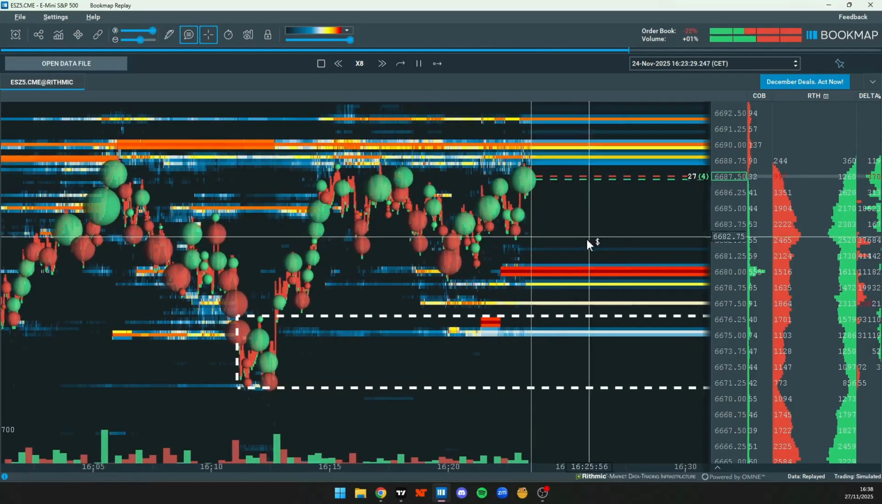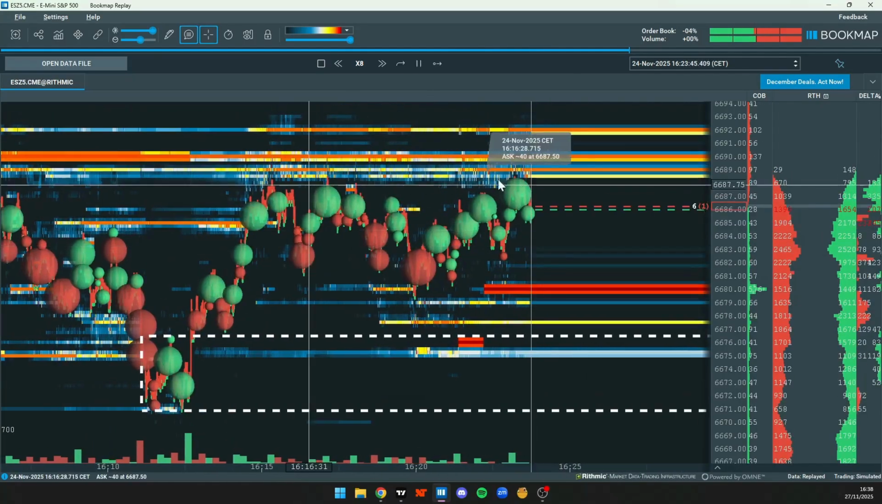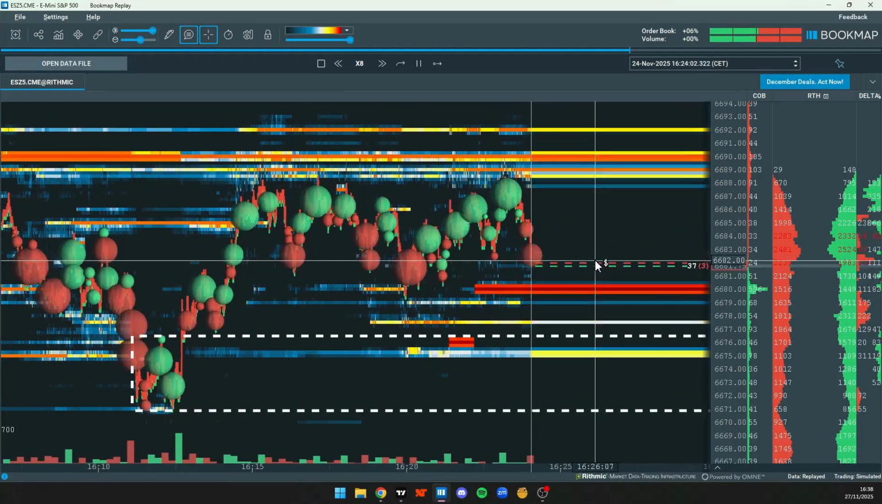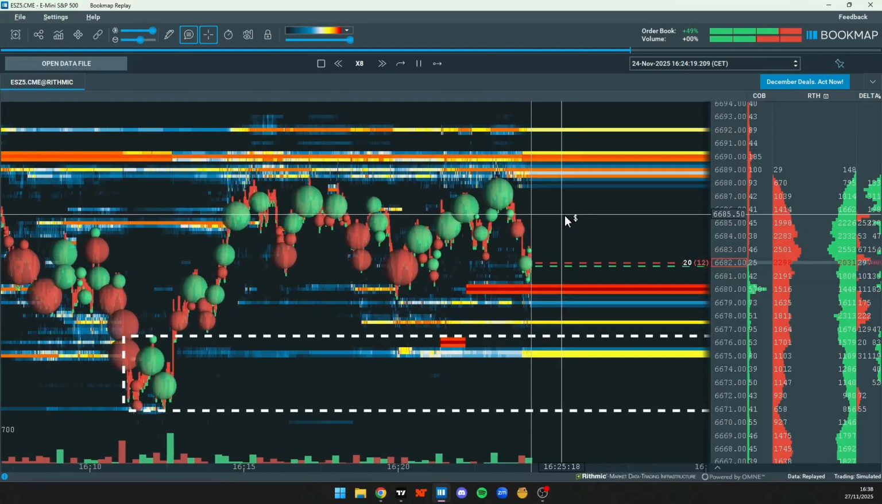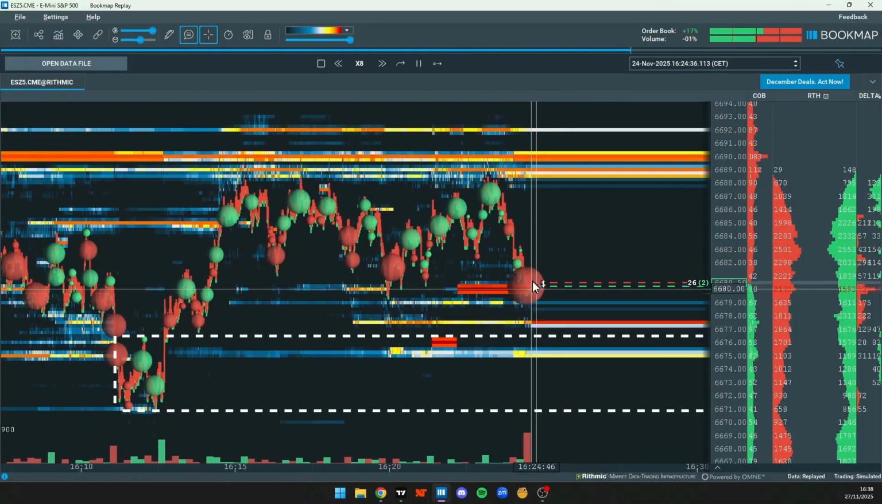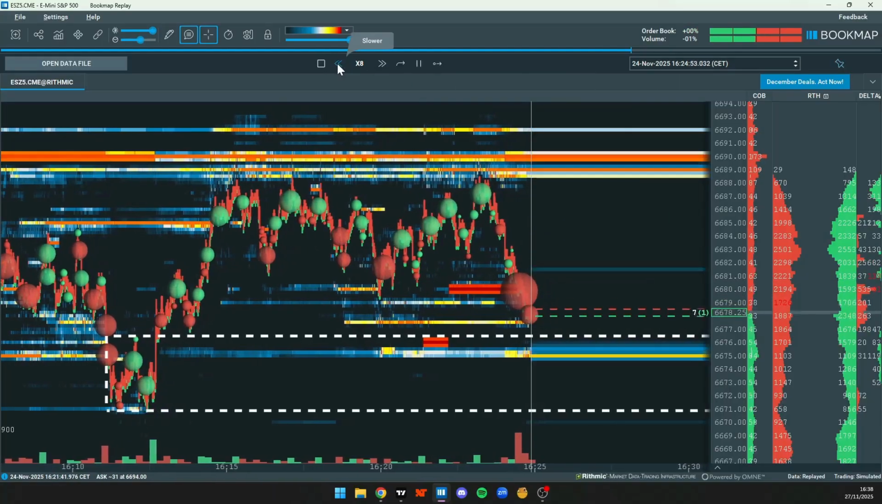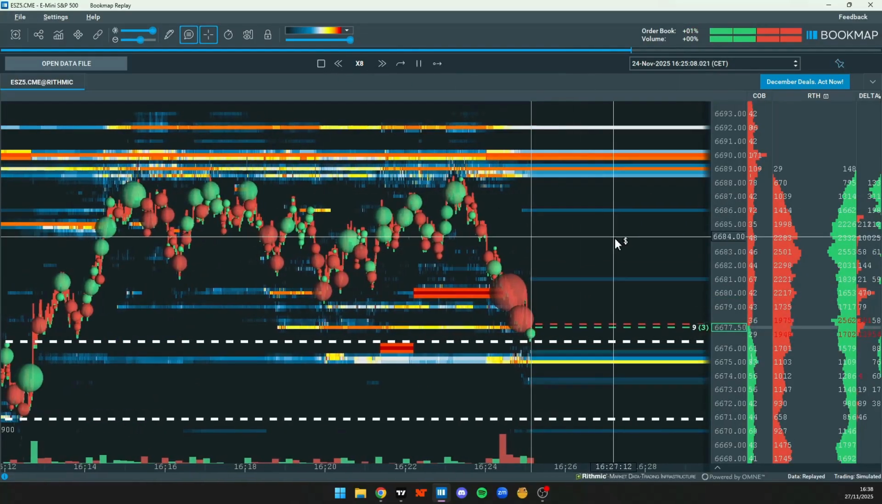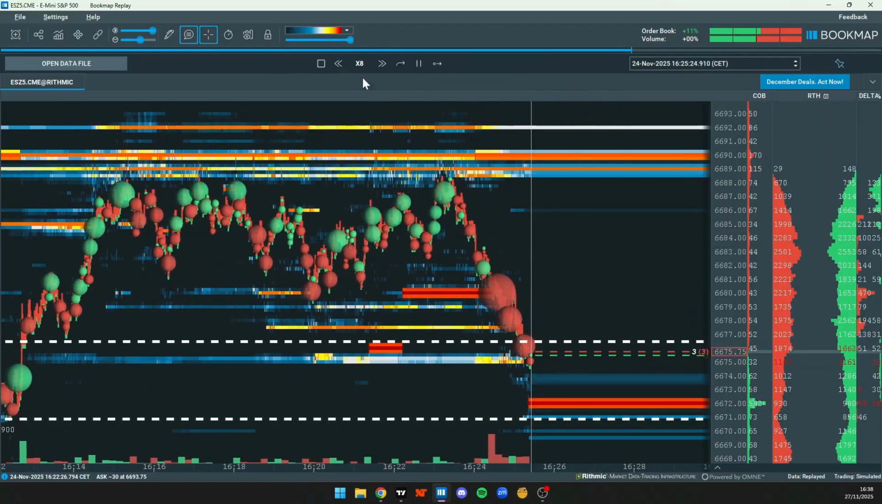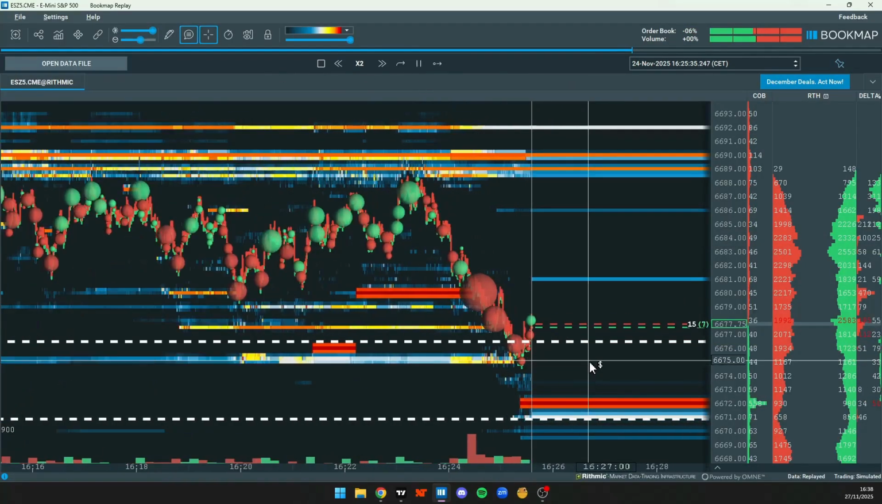Price is just consolidating, not really going anywhere. We see aggressive buying at the top, aggressive selling at the bottom. Price is not doing anything. Price again is getting close to our range. Finally, some heavy selling. We're getting very close to our range. There we go. So let me just slow it down now.